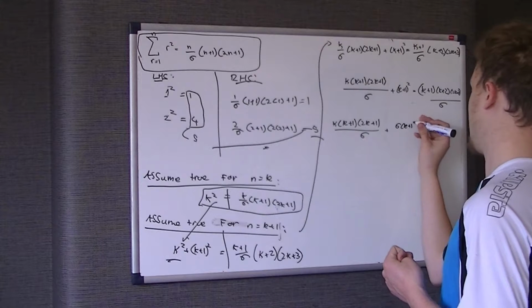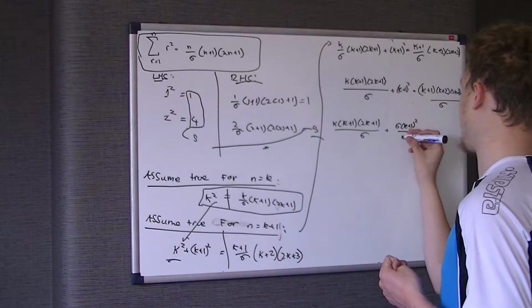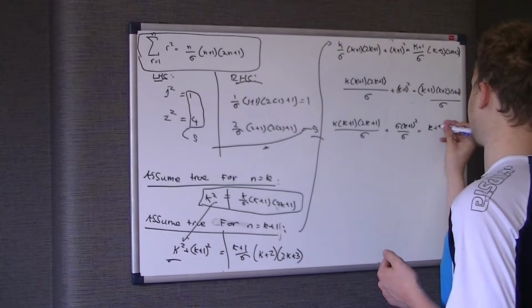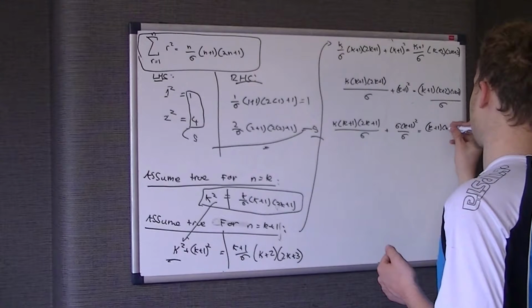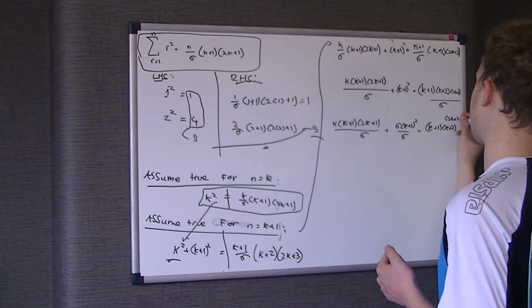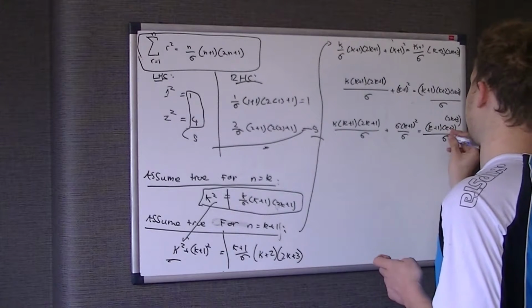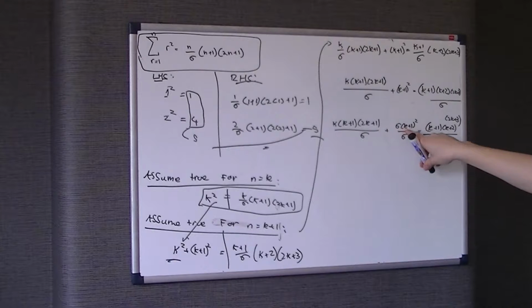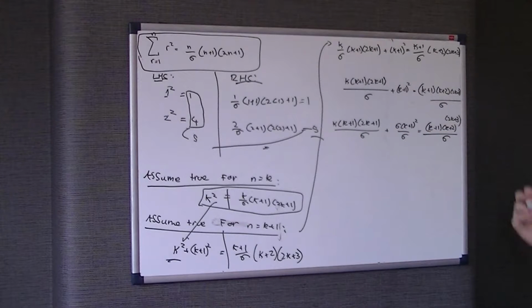So 6 times k plus 1 all squared over 6 is equal to k plus 1, k plus 2, 2k plus 3, and that's all over 6. So we've got a common denominator on both sides now, so we can just expand that and put it together with that one expanded, all over 1 equation.